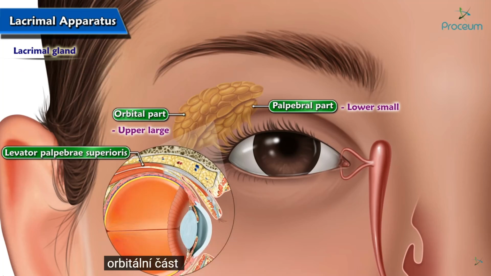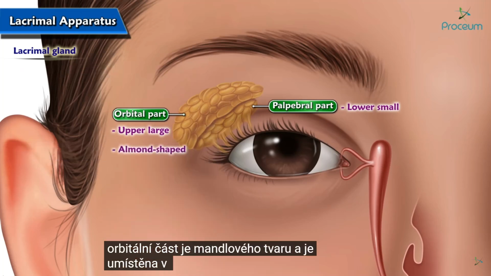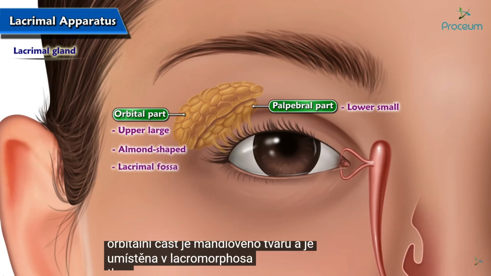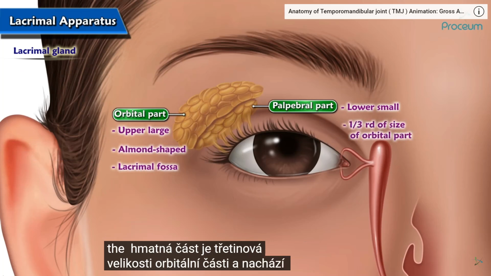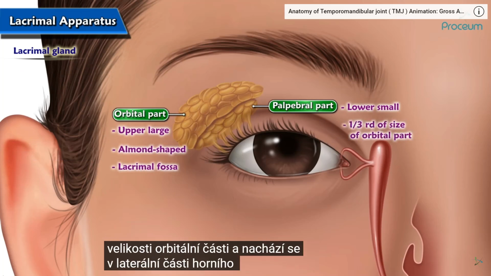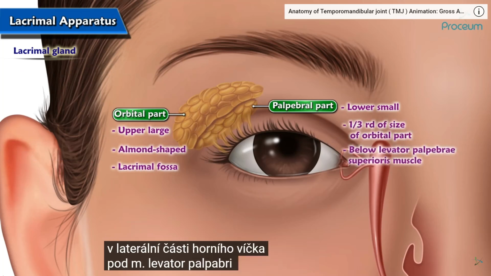The orbital part is almond-shaped and situated in the lacrimal fossa. The palpebral part is 1/3 of the size of the orbital part and is situated in the lateral part of the upper eyelid below the levator palpebrae superioris muscle.